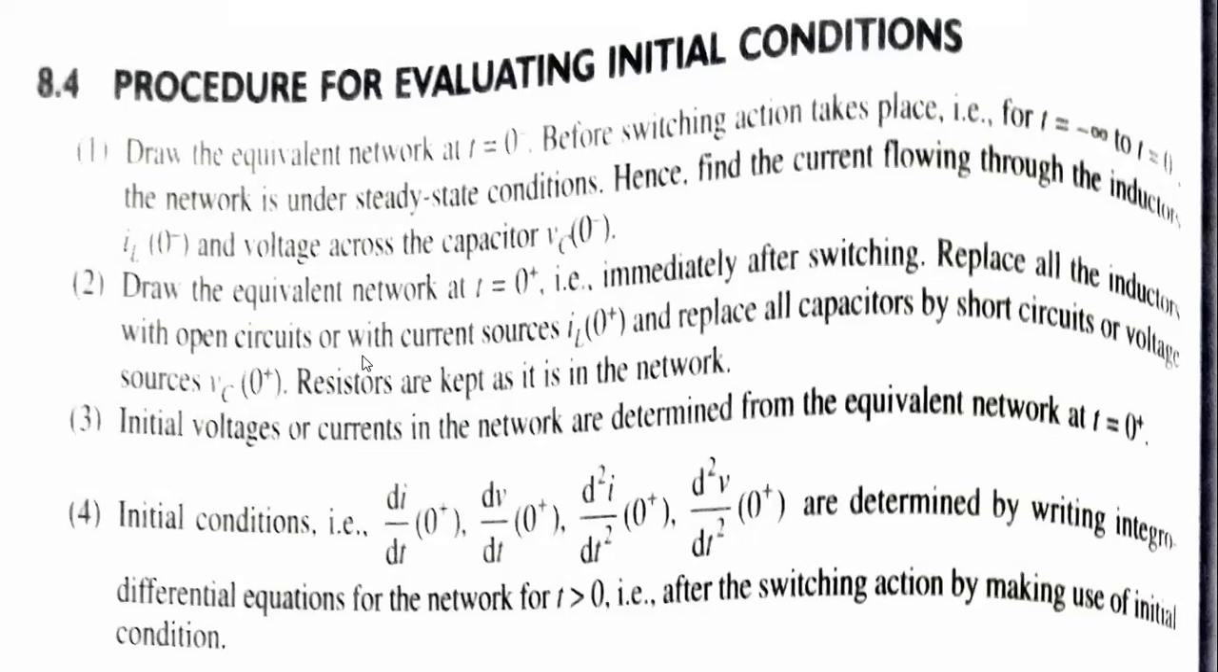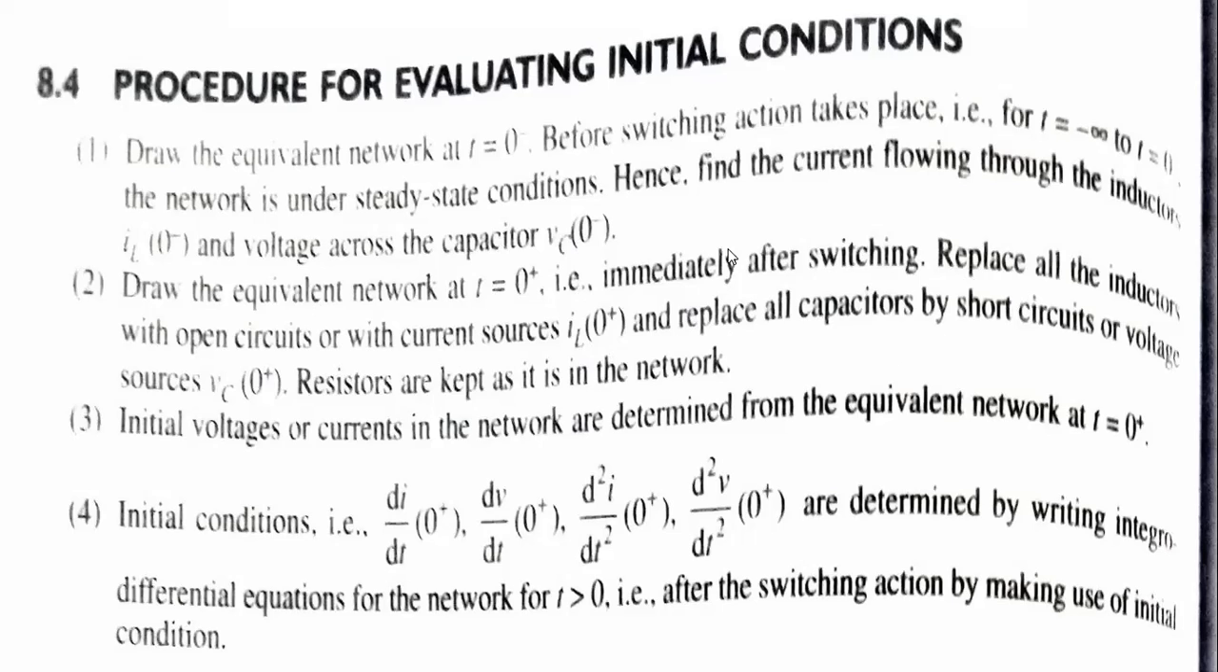Replace all the inductors with open circuits. The current will be IL 0 plus. See here the situation. Before switching, IL will be 0 minus. After switching, IL will be 0 plus. And replace the capacitor with a short circuit. Inductor will be open circuit, capacitor will be short circuit, and the voltage drop will be VC 0 plus. Here was VC 0 minus.